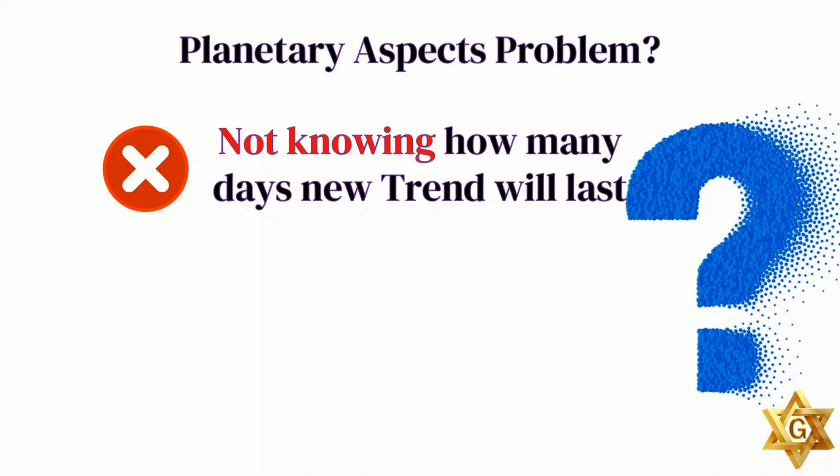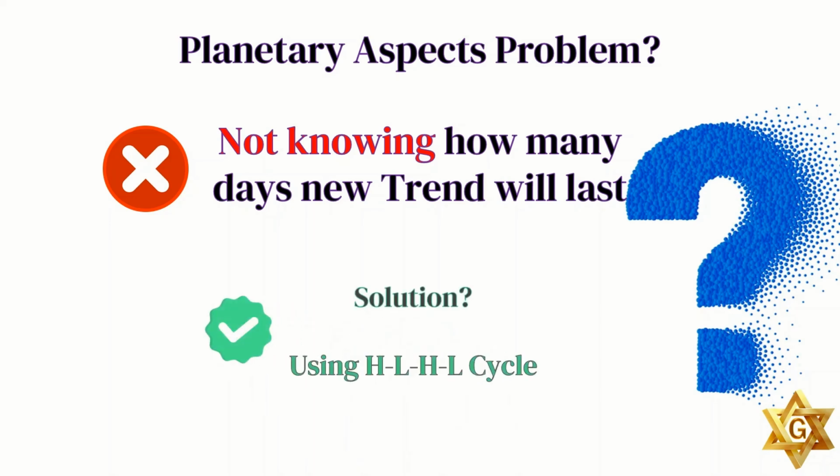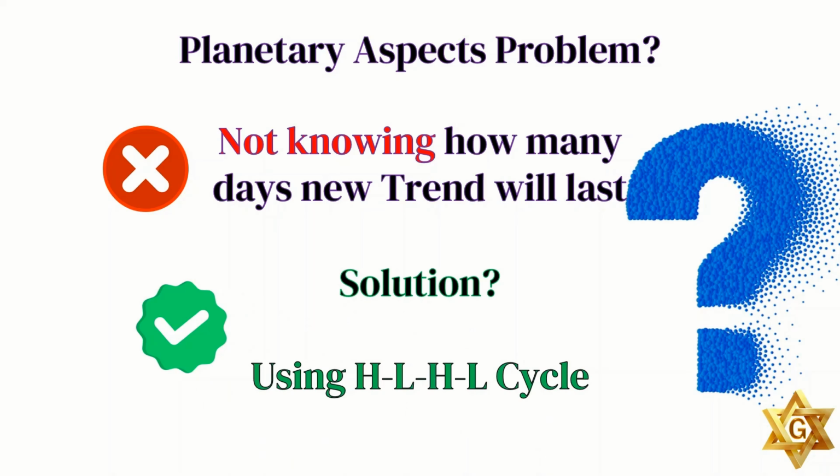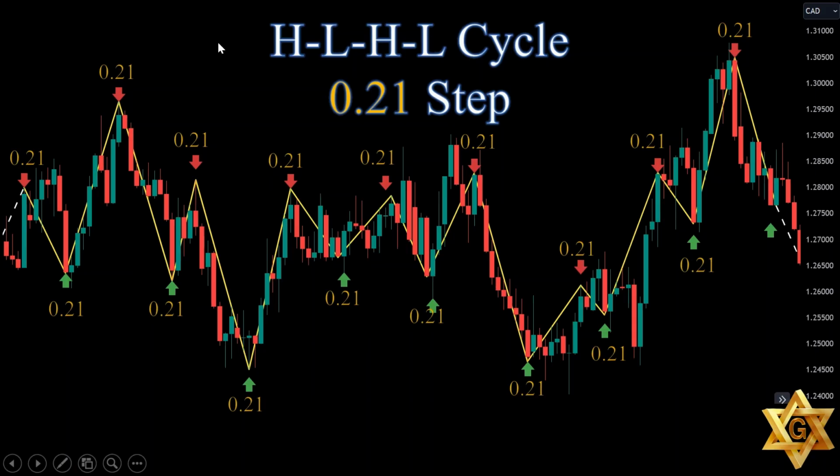There is a special type of planetary cycles called high-low cycles, which, although not as secretive as time cycles and LOV cycles, are very useful. You can find different high-low cycles for different markets and trade with them. In this video, we want to check the success rate of high-low cycles on the Forex market. What you see on the chart are high-low cycles with a fixed step of 0.21 tested on USD CAD.